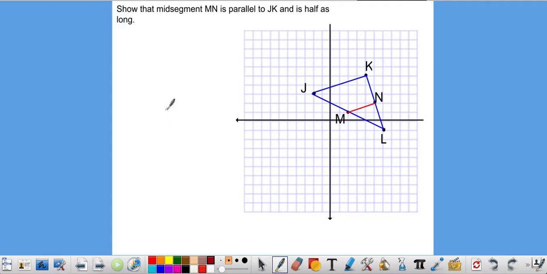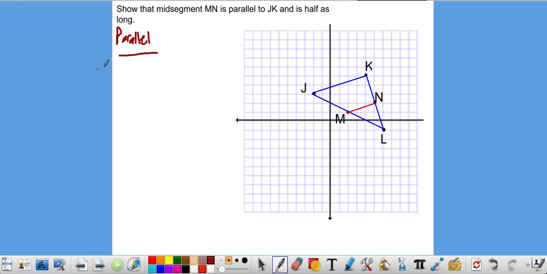Last thing for today, we want to show the midsegment MN is parallel to JK and is half as long. So this is just using our midsegment theorem in the coordinate plane. We're going to use our distance formula and what we know about slope. So we've got to do two parts. Let's prove parallel.